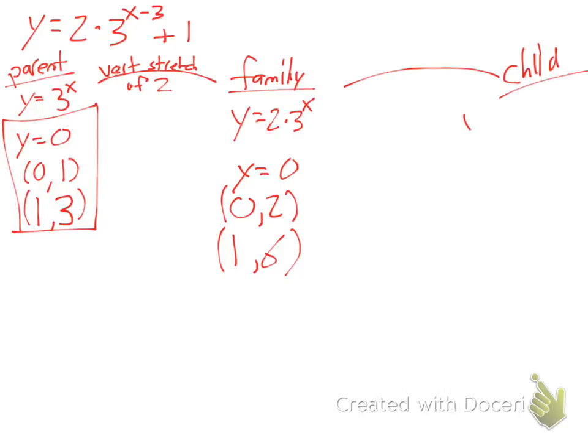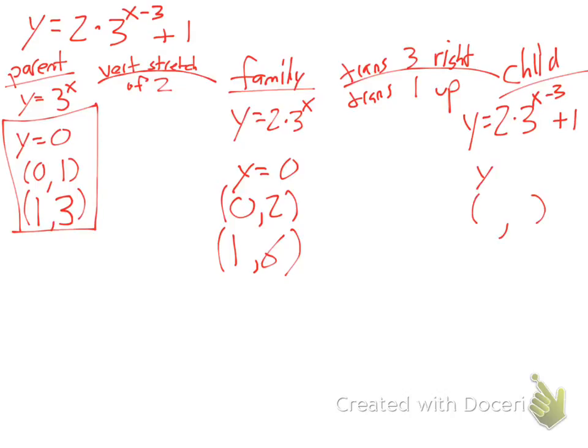Remember, the child graph is the whole entire thing. And this is where we have to say it's translated 3 to the right. And it's translated 1 up. When I move it to the right, all my x values go up by what? When I move all my points to the right, my x values go up by 3.